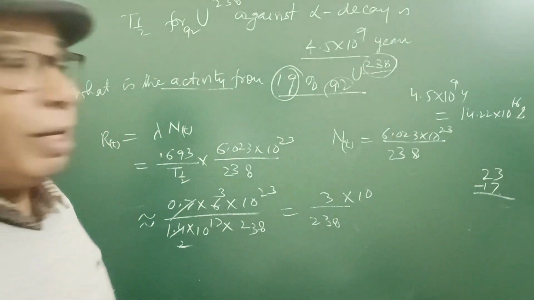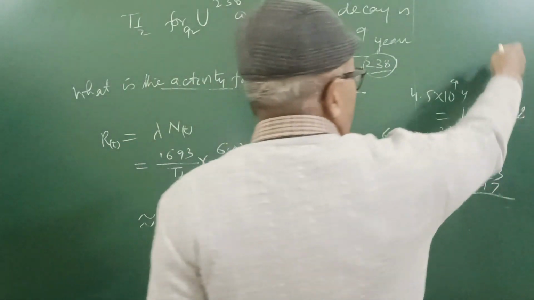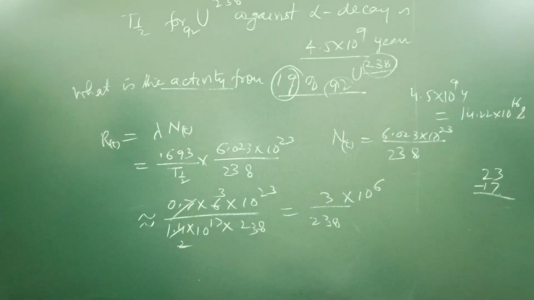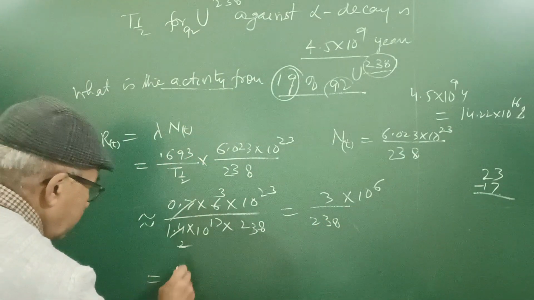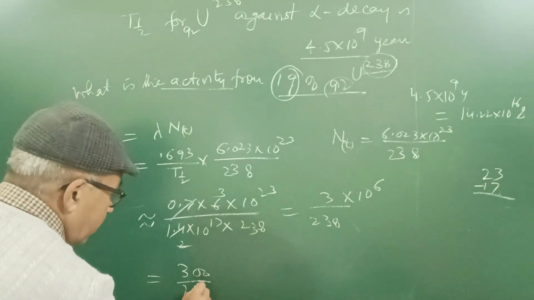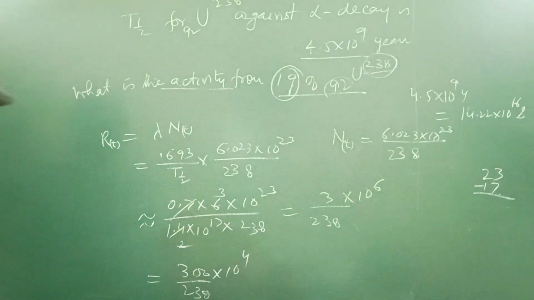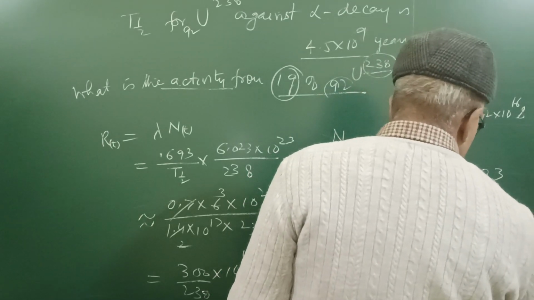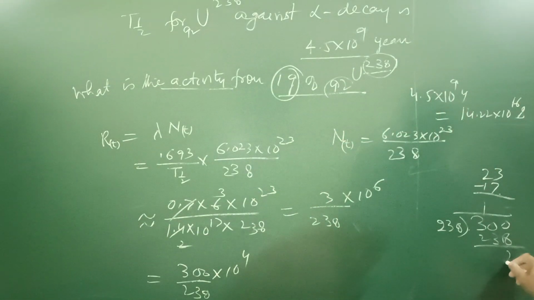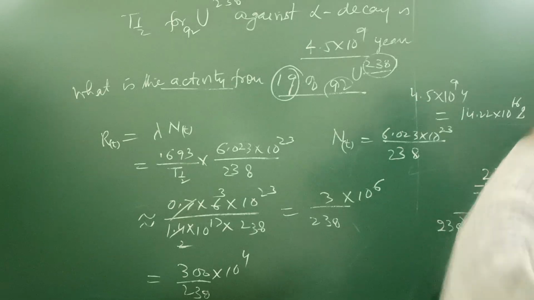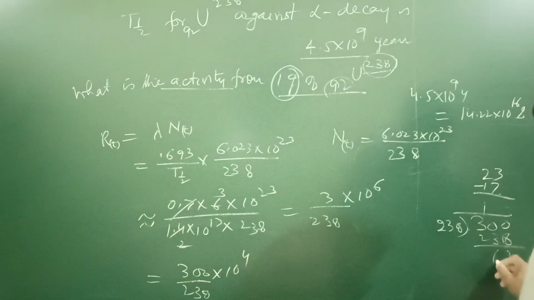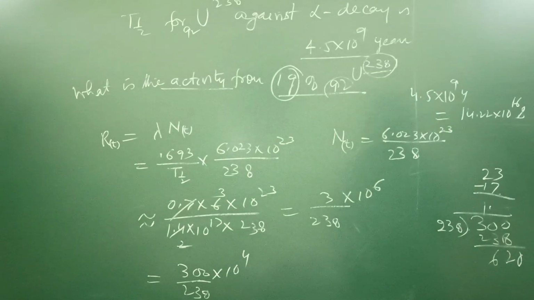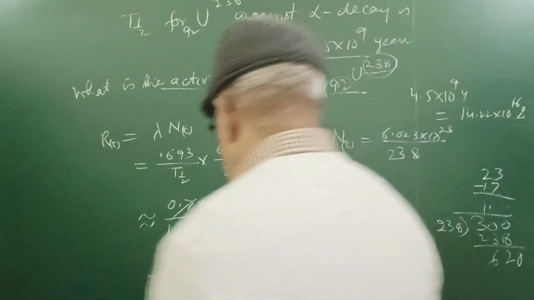When you are doing a problem in an exam, leave this part vacant and do rough work here. Don't waste the page. So 10 to the power 6. Then how to solve it? Take it as 300 upon 238, 10 to the power 4. 300 divided by 238, nearly 1.26.